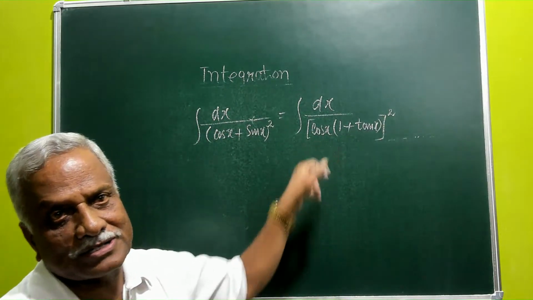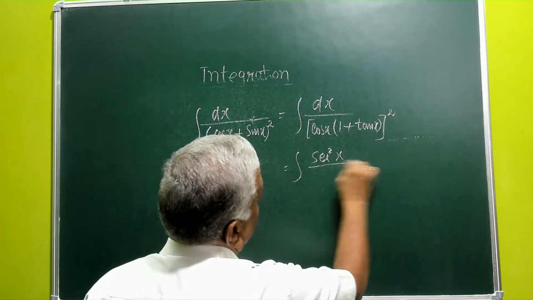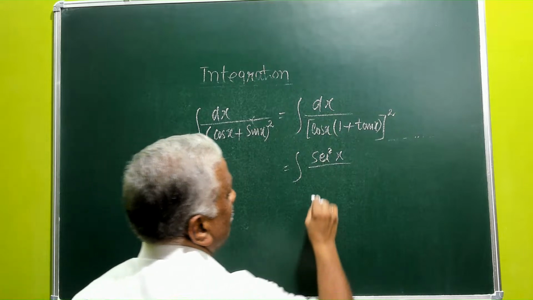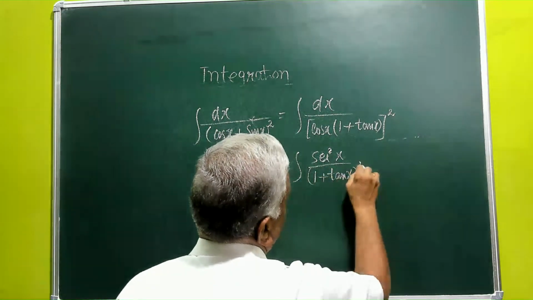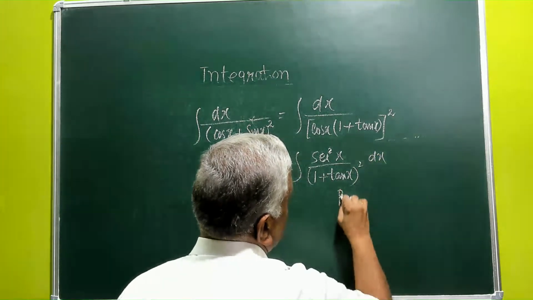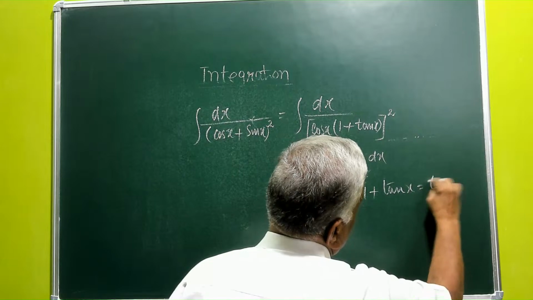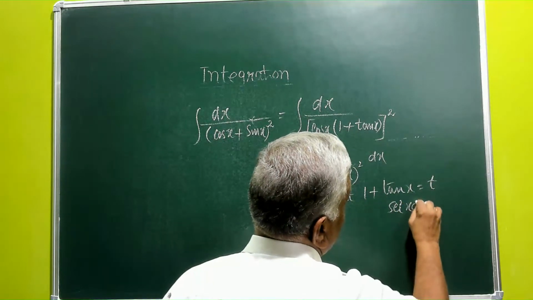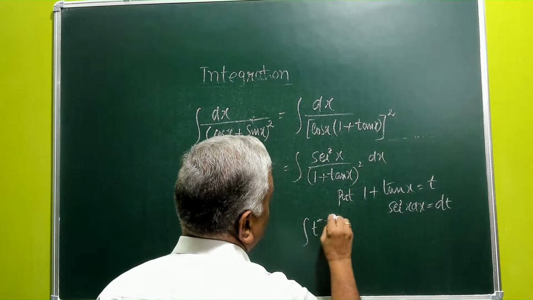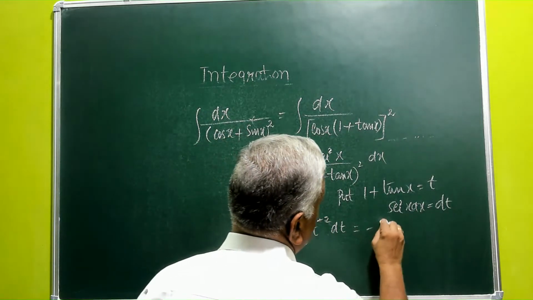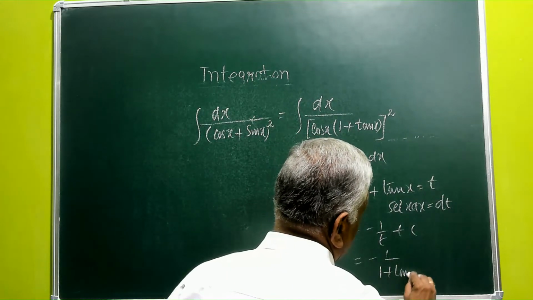So what will happen to this cos x? We can shift it to the denominator. It becomes secant square x. What do you get? 1 plus tan x whole square. So simple. Put 1 plus tan x equals t. You get secant square x dx is dt. This is t to the power of minus 2 dt. That is minus 1 by t plus c. That is minus 1 over 1 plus tan x.